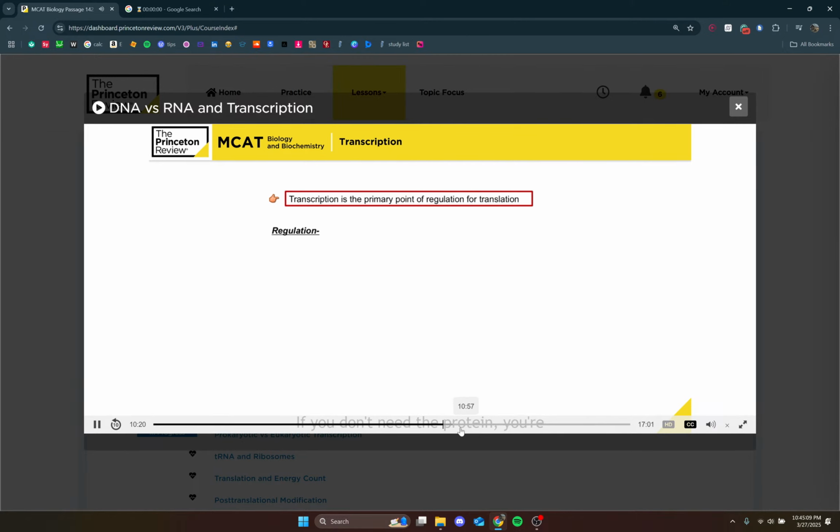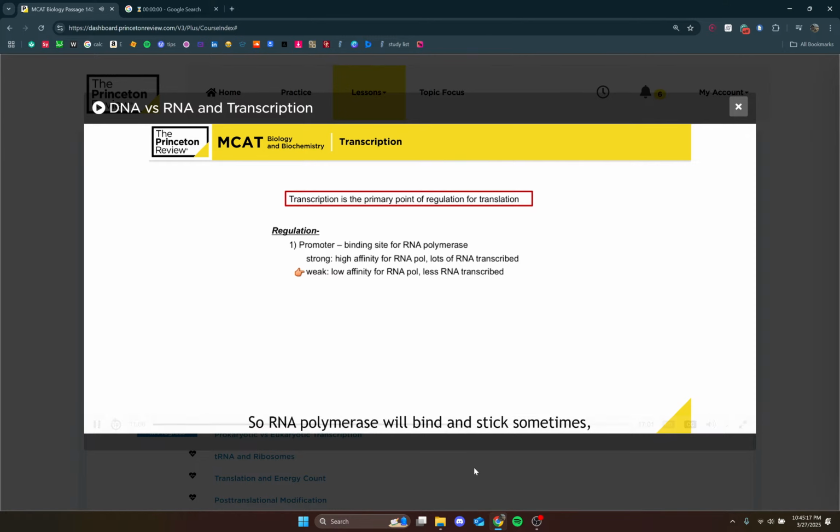Genes are transcribed using a strong promoter or a weak promoter. A weak promoter has a lower affinity for RNA polymerase, so RNA polymerase will bind and stick sometimes, and sometimes it will bind and fall off. So if it binds and falls off, obviously you're not going to get any RNA. So you're going to end up with less RNA from a weak promoter.